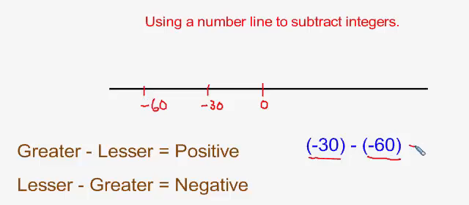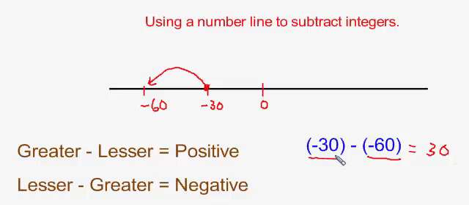And the answer is going to either be positive or negative, but always involving the distance between these two numbers. So the distance between negative 30 and negative 60 would be 30 units. And you could think of this as I'm already 30 units to the left of 0. So to get to 60, I would have to travel 30 more. So the number is going to involve 30. The question is, is it positive or negative?